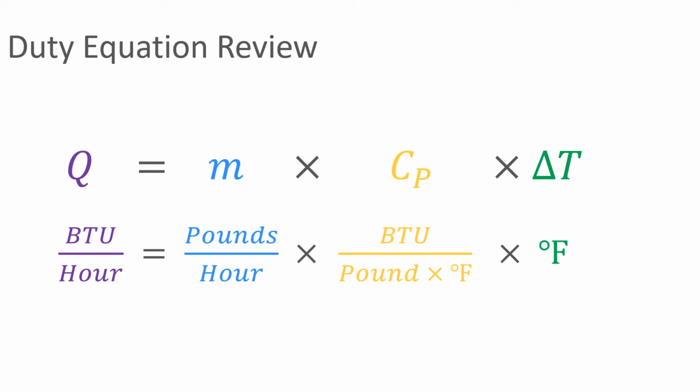M needs to be calculated in pounds. As I stated before, most measurements in refineries are in volume flow rate rather than pounds flow rate, so we need to do a conversion there, and sometimes that can be tricky. Cp is the heat capacity. That's the amount of heat that's required to change 1 pound of the fluid across 1 degree Fahrenheit. And delta T is the temperature change across that.